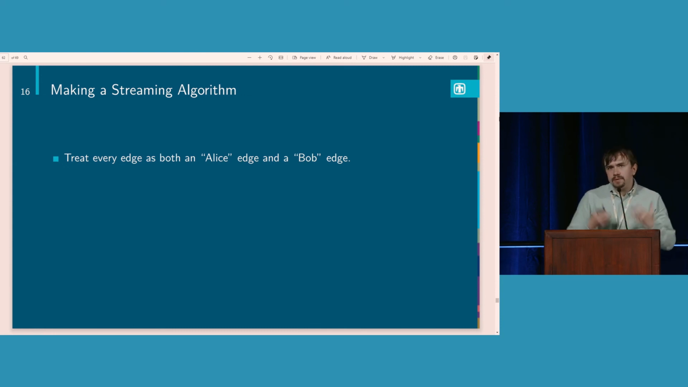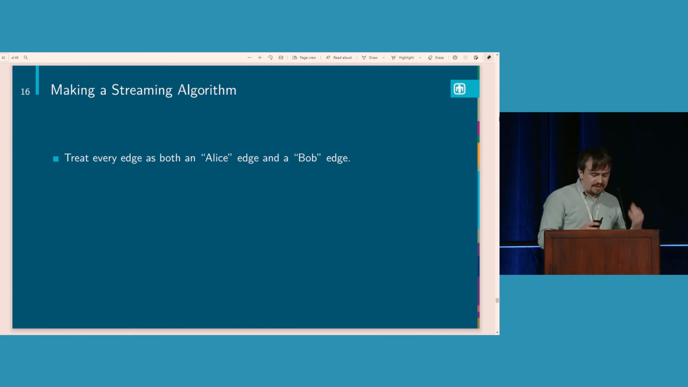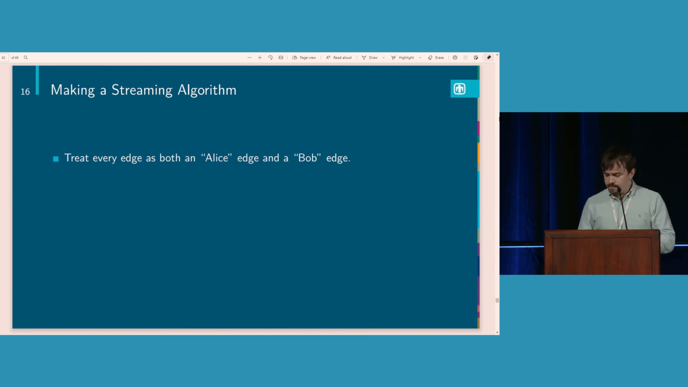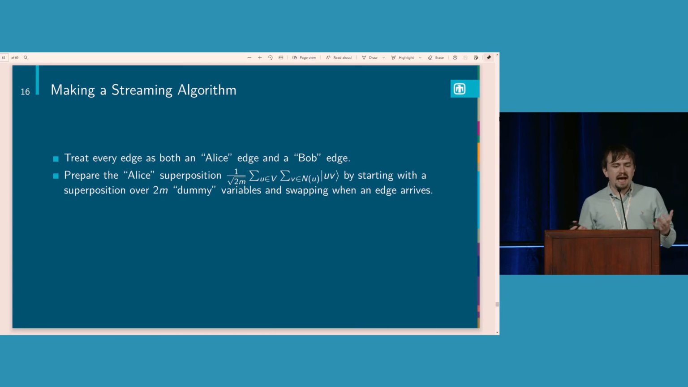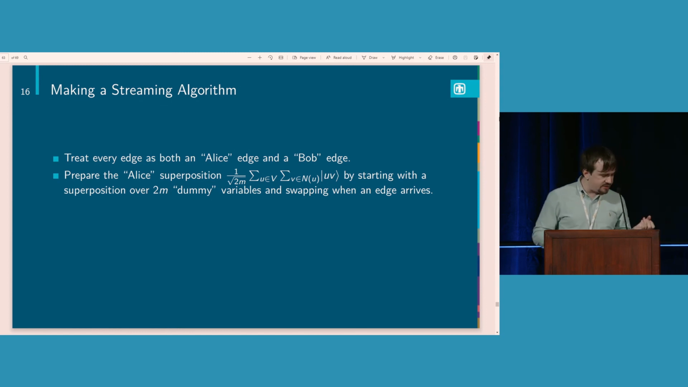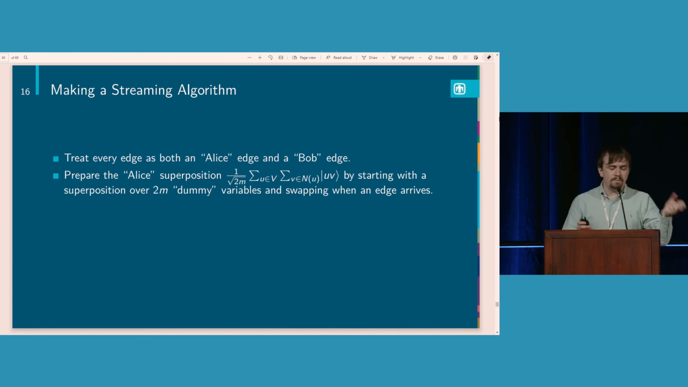And so because now you don't have this nice separation of the edges you're seeing into an Alice and Bob input, what we're going to want to do, in effect, is treat every edge as if it belonged to both Alice and Bob. So for the Alice part of this, we're going to prepare this superposition over all the edges in the graph by starting with a superposition over 2m dummy variables, and then every time our algorithm sees an edge UV, it will swap 2 of those dummy variables for UV and VU.